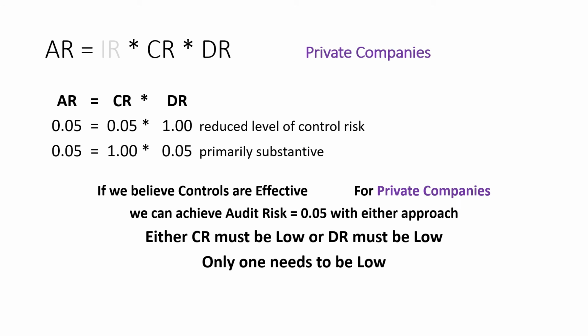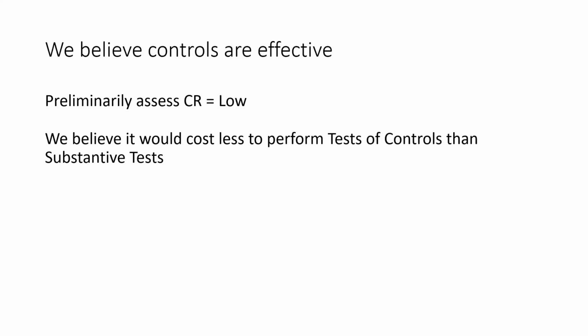Private company, we believe the controls are effective. Now with a private company, we actually have a choice, right? Because we can get audit risk down to 0.05 with either a low level of control risk or a low level of detection risk. Only one of the two needs to be low. So for private companies, again, my default is the reduced level of control risk approach.